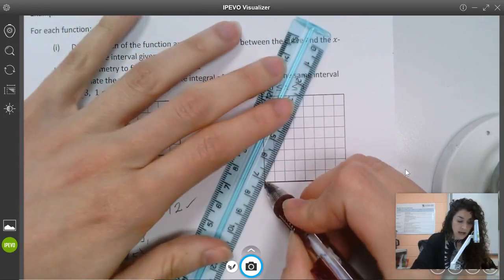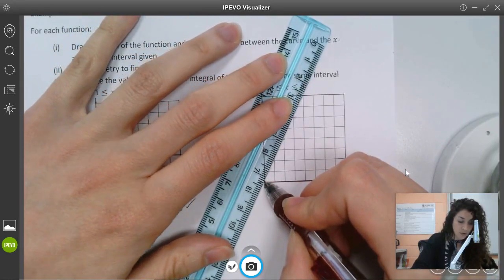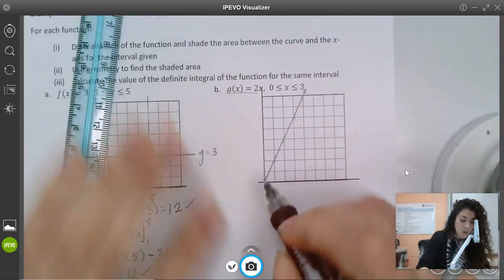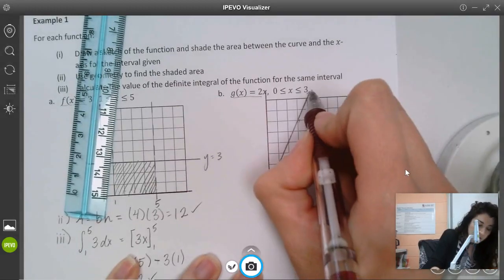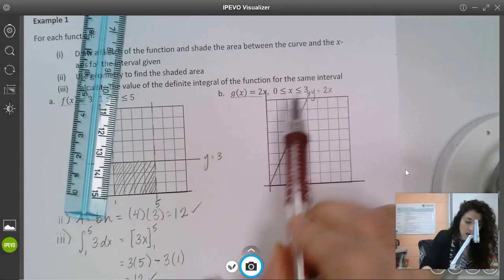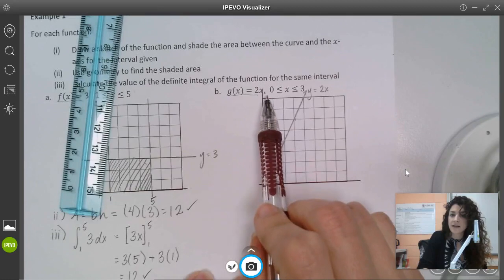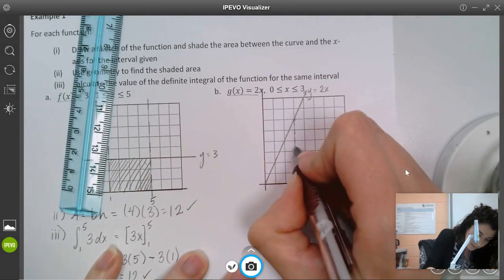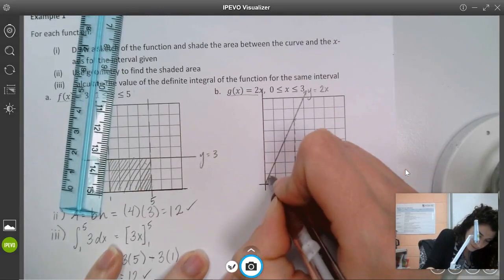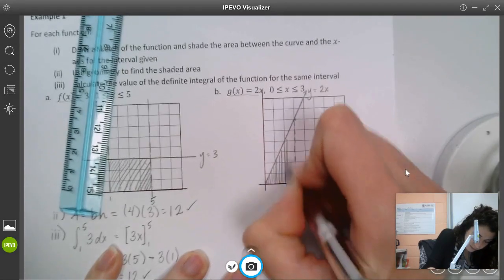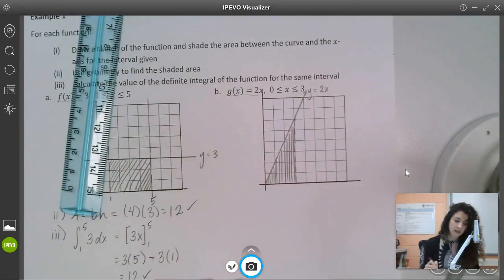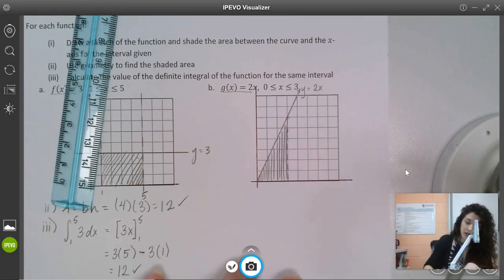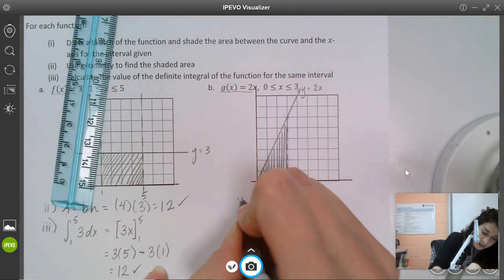So 2x has a y-intercept of 0 and a slope of 2. So I go up like this, starting at my origin, and go up by 2 over 1. That's y equals 2x. And we are going to evaluate that area between 0 and 3. So this is our shaded area that we are caring about in this situation.